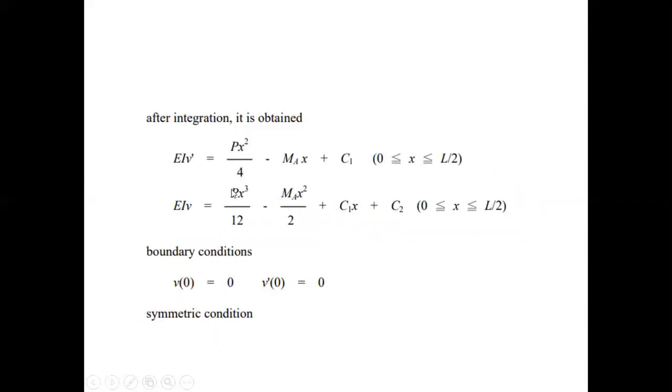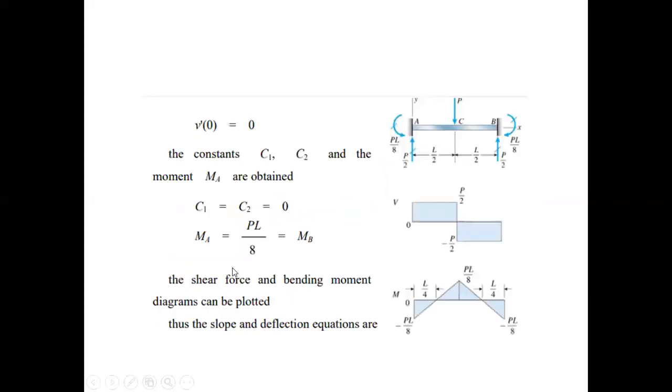Then again, applying the boundary conditions, V0 is equal to 0 and V dash 0 will also be equal to 0, because it is a symmetrical condition. So V dash 0 will be equal to 0. Here are the final forces. This is PL by 8, PL by 8. This is MA, this is MB, this P by 2 is the RA and RB due to this load P.